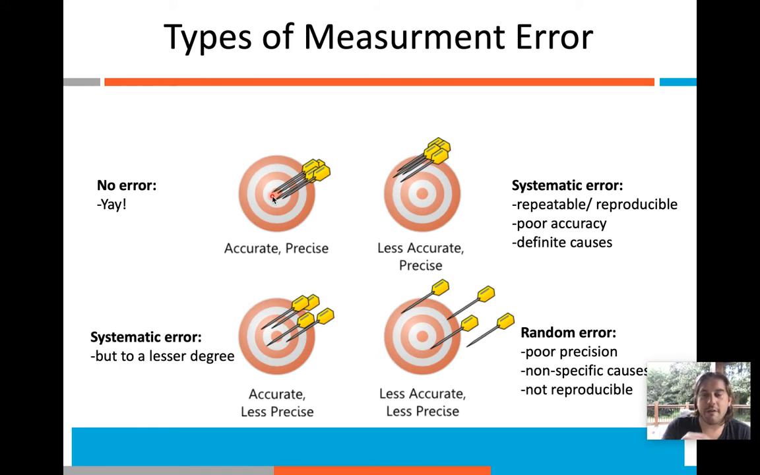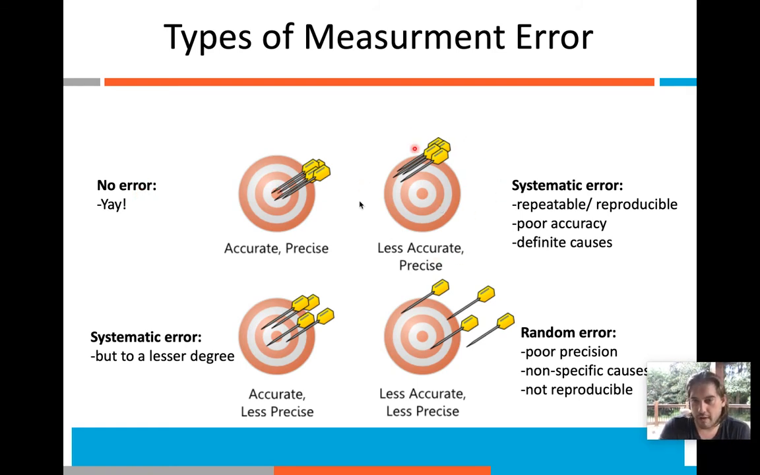So if a measure is both reliable and valid, it hits the mark, right? It measures what it wants to measure, and it does so consistently over time. So there would be either no error or very little error in this measurement tool.